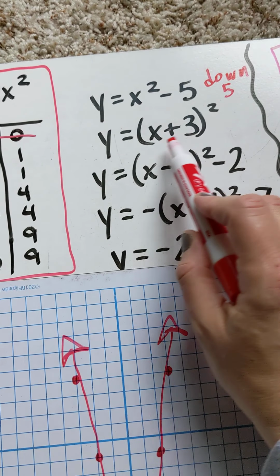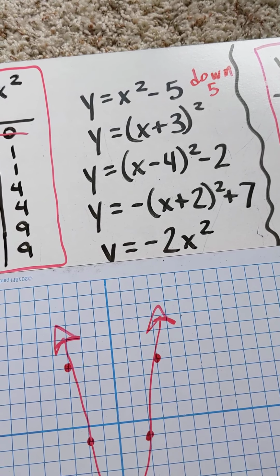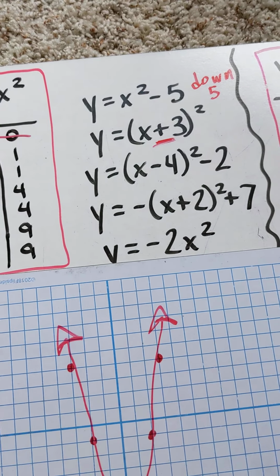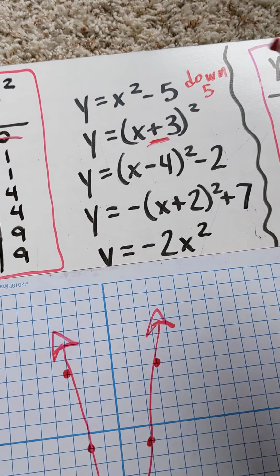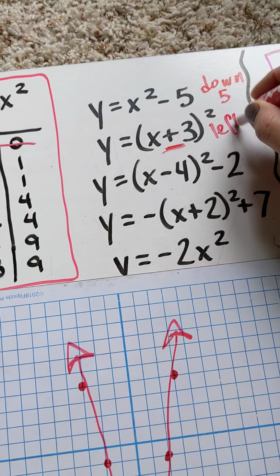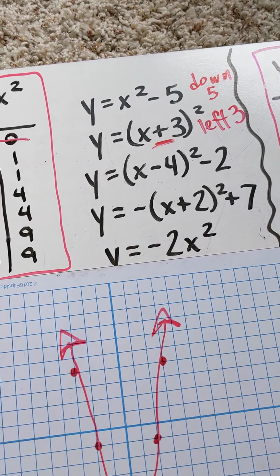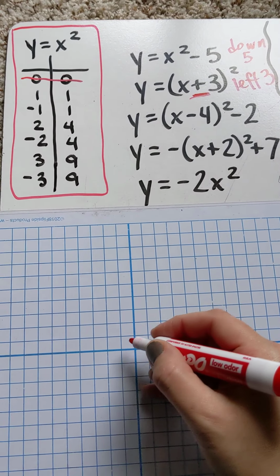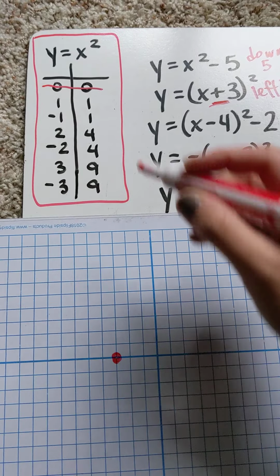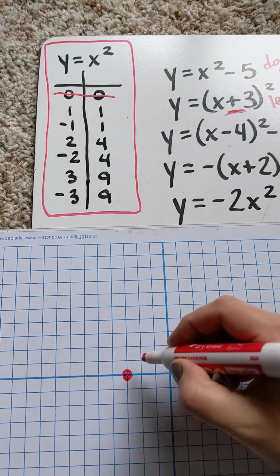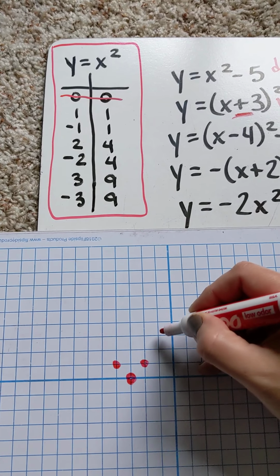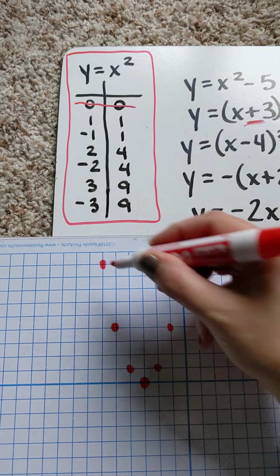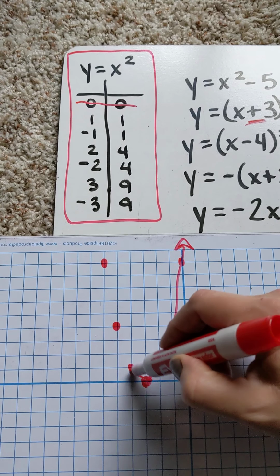Okay, so this one, when it's in parentheses, that moves left to right. But the weird thing is, it's the opposite of what it looks like. Plus to us would usually mean right, but it's going to go the opposite. So this is a left 3. Let me pause for a second. Okay, I had to erase my board. So left 3. So when you come down to this graph, go left 3. And then again, it's just these points off of that beginning point. So out 1 and up 1, out 2 and up 4, and out 3 and up 9. And make a parabola.